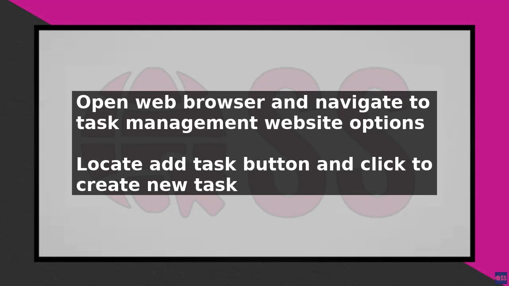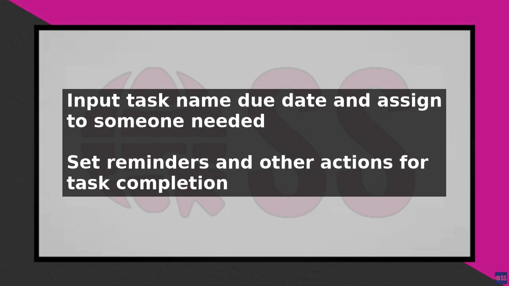To prioritize tasks, start by opening your web browser and navigating to a task management website. Upon arrival, you'll see various options, including the ability to add tasks, search, and view your inbox. Locate the Add Task button and click on it to create a new task.